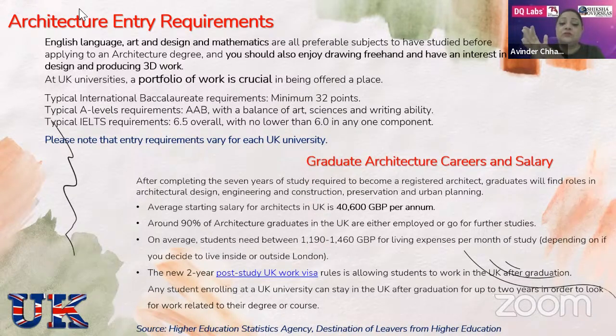Any student enrolling at a UK university can stay in the UK after graduation for up to 2 years in order to look for work related to their degree or course. Once you get that, you will get a temporary resident card, on which if you stay for 4 years, you're eligible to apply for a green card, a permanent resident card. And this source is the Higher Education Statistics Agency, destination of leavers from higher education.